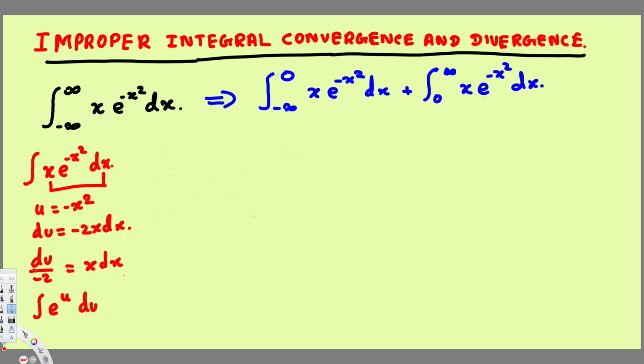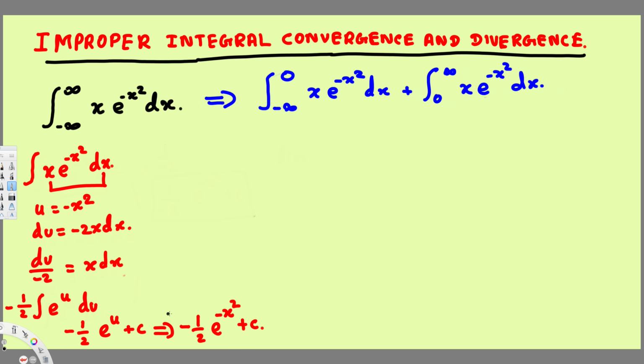Since 1 over negative 2 is a constant, I can move that to the front. So this is going to be in front, negative 1 over 2. Now if you integrate e power u, that's going to give us e power u. So this is going to be minus half e power u plus constant. Now our u value is negative x square, so we have to replace that. So this is going to be negative half e power minus x square plus constant. So this is our integration. Let's keep this one right here, and now let's go ahead and solve this one.